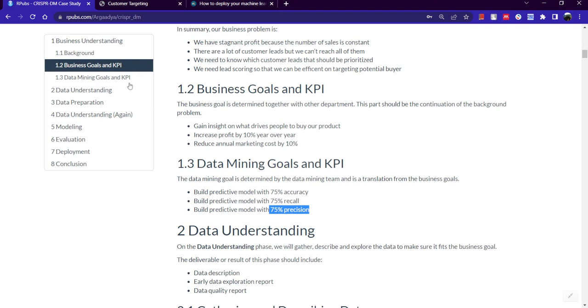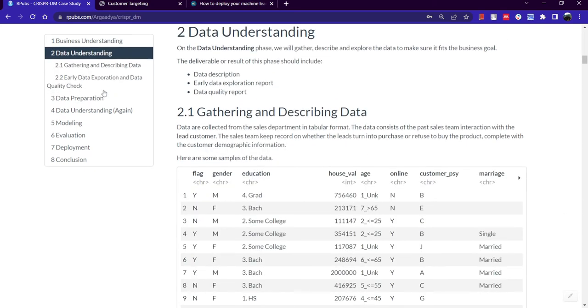You finish with data mining goals, then you move on to data understanding, as this example shows us. In data understanding is where you try to describe and explore the data. So what you can do is look into data description, apply some early data exploration, and check on data quality, and prepare a data quality report. You don't need to do any fixing or enhancing of quality, but you only need to report about it.